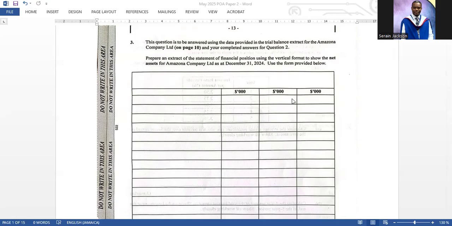It seems to me that it is just lazy writing on the part of CXC, right? 40% of the paper is testing one topic. For me, that makes no sense. It makes absolutely no sense. I don't know who is in charge of these things, but this makes no sense. You cannot have 40% of the paper testing only one topic, you know what I mean?